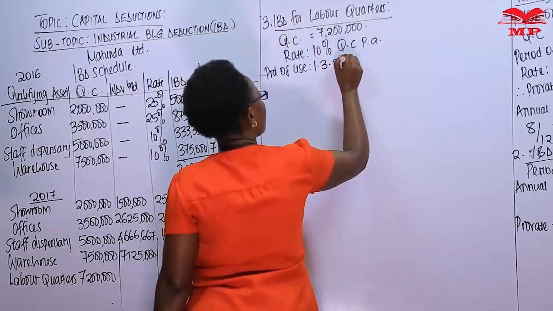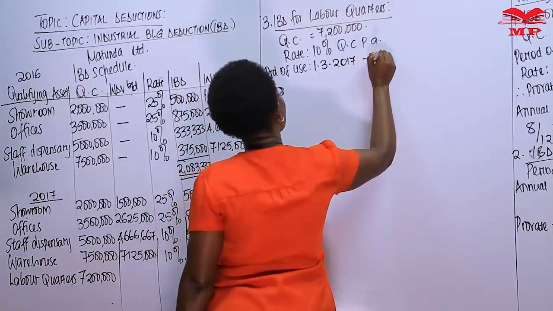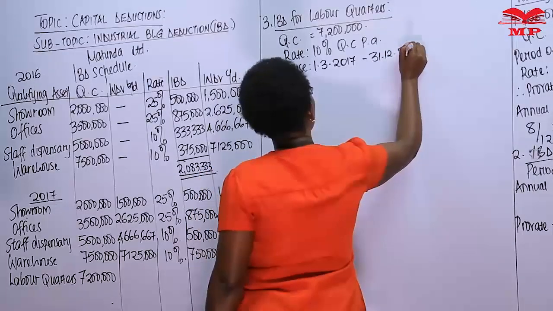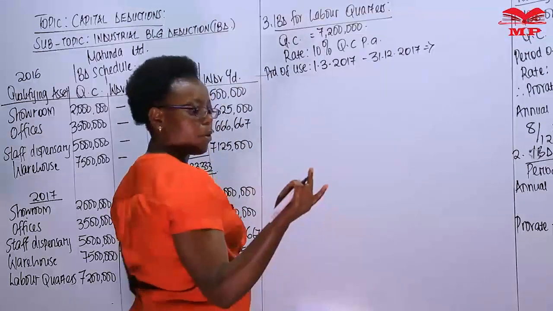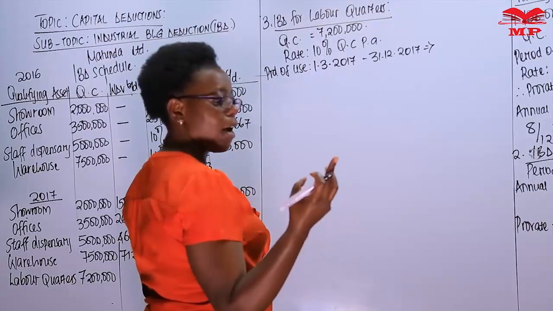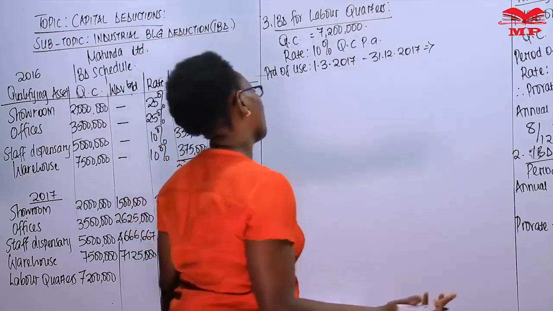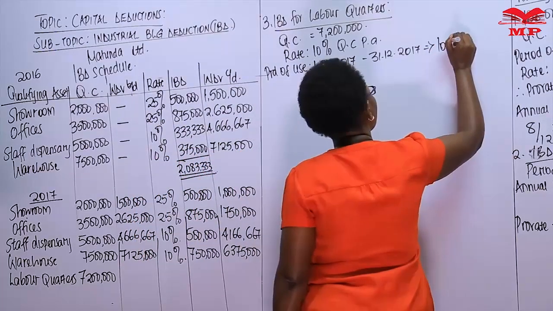of March 2017 to 31st of December 2017. Now this is March, April, May, June, July, August, September, October, November, and December. This is 10 months.